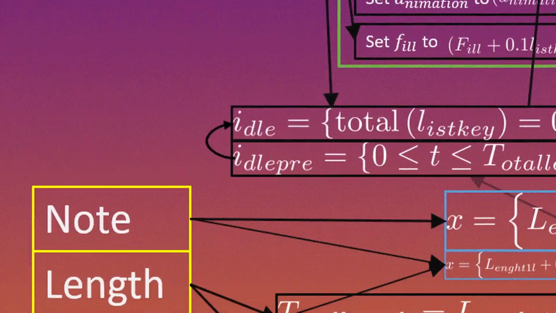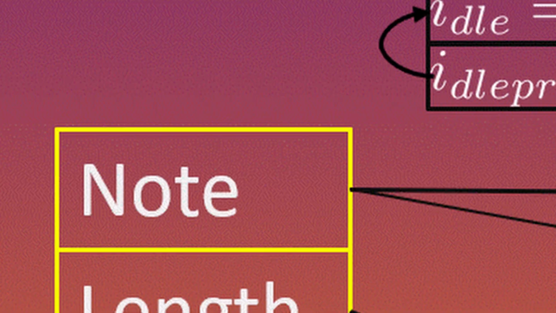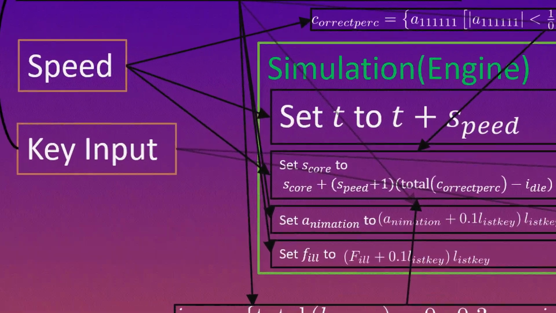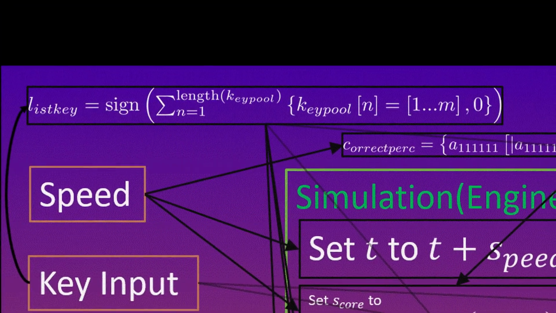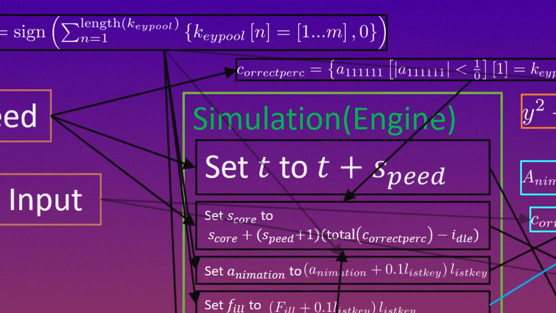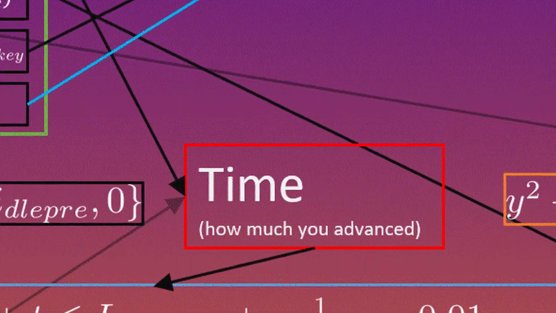Here are our main inputs: speed, the key input, the note length, the octave, and our reset button. To make sure that the key input is more usable, we change the format of a key input into a true or false list called list key that we can use later on. The speed we put into a simulation makes the time go faster.